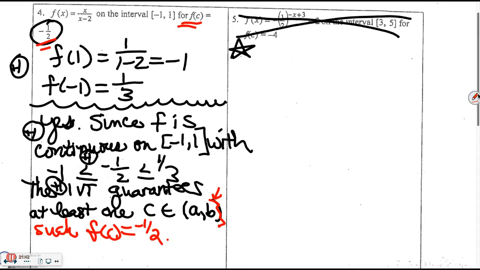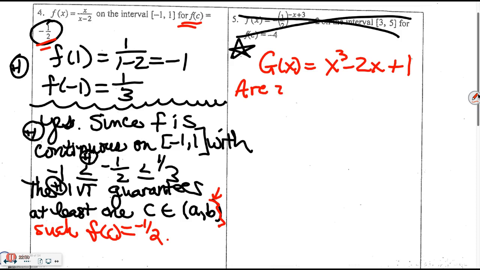So I'm going to make a different function. I'm going to call it G. I'm going to make it a cubic: x cubed minus 2x plus 1. All right. So, are you guaranteed a 0? I'm making this up as I go, so I'm trying to think it through.